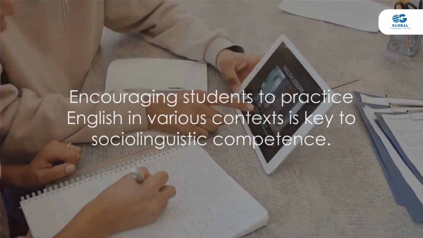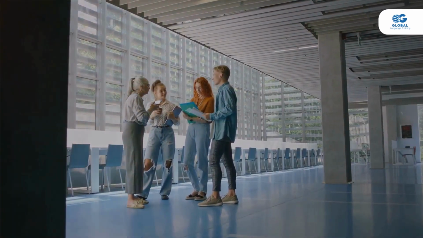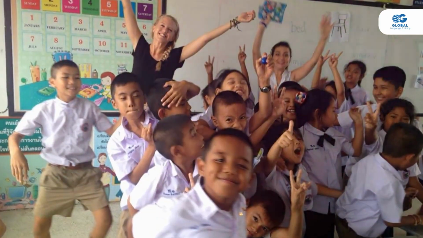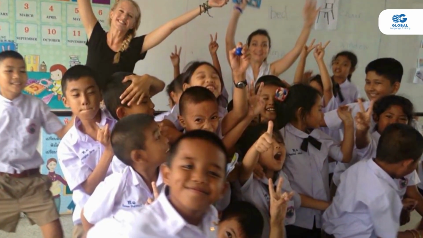Remember, the goal is to provide students with a variety of contexts to practice their English and understand its social usage. By incorporating these activities into your lessons, you'll help your students gain a deeper understanding of English and its social contexts. So, to wrap up, sociolinguistic competence isn't just about grammar and vocabulary. It's about understanding how context, culture, and social norms influence language use.